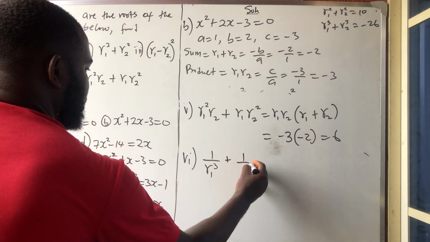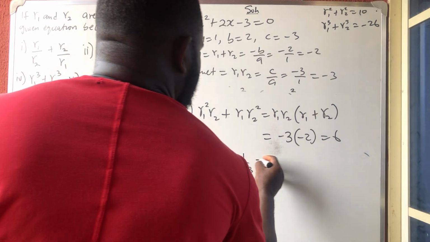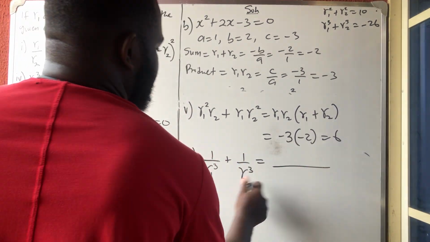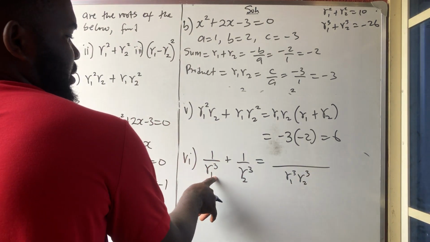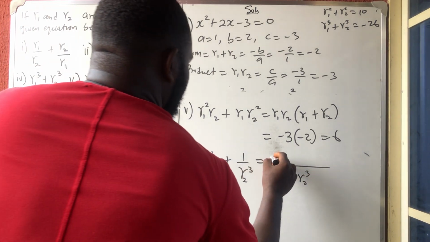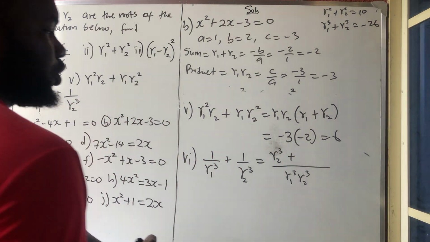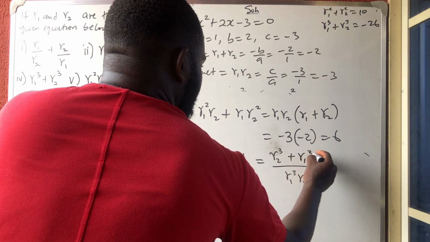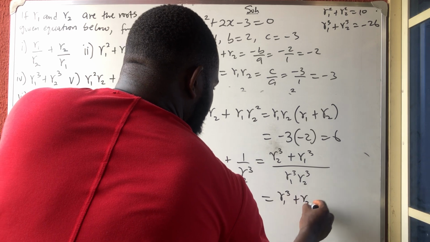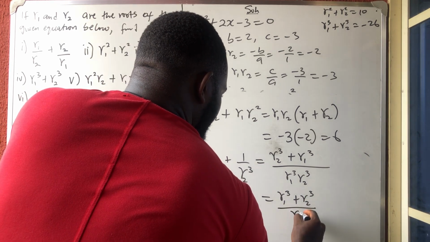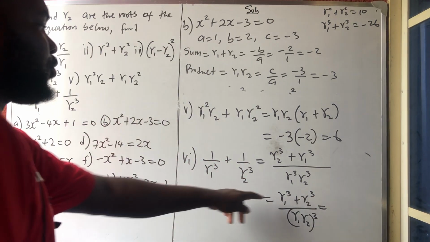So the last one in this question is VI, and VI said 1 over R1 cube plus 1 over R2 cube. The LCM of this and this is simply R1 cube R2 cube. When both of them divide this, what remains is R2 cube, R2 cube times this. Plus, when both of them divide this, what remains is R1 cube. So if you arrange it very well, I'm going to have R1 cube plus R2 cube all over R1R2 all cube.